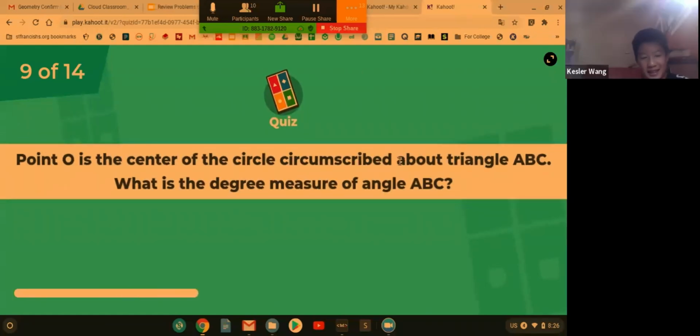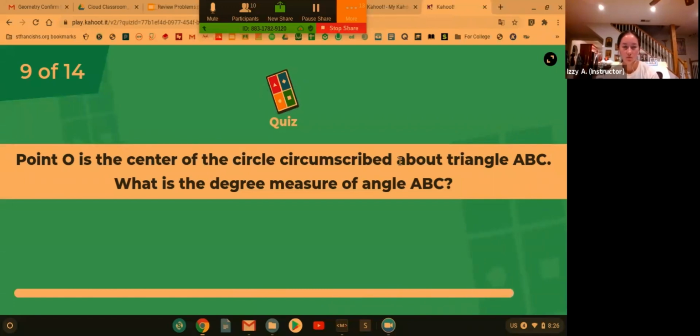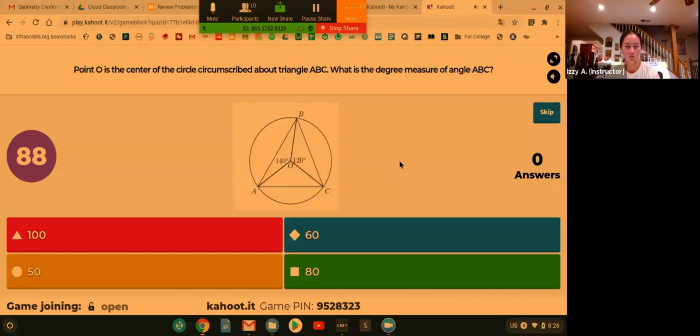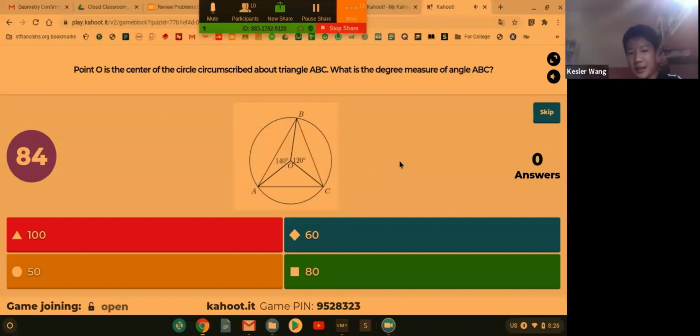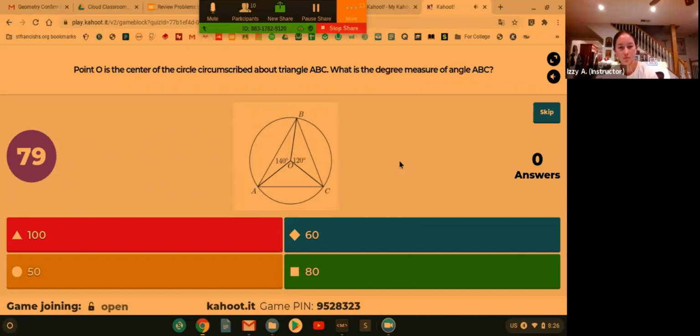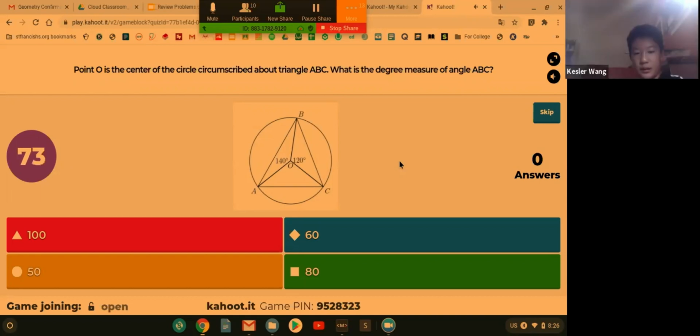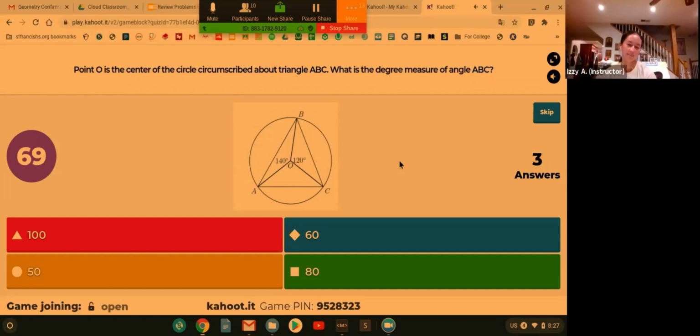KK, oof. Point O is the center of the circle circumscribed by triangle ABC. What's the degree measure? I'm just looking at the picture, you know. ABC. Degree 3, 80, 60.